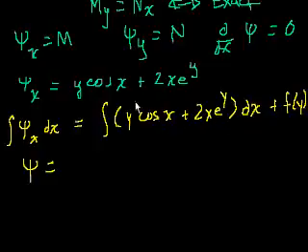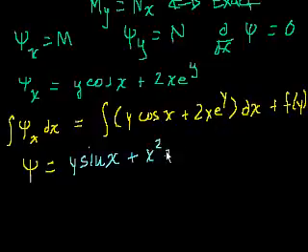I'll do it in blue. So y is just a constant. The antiderivative of y cosine of x is just y sine of x, plus e to the y is constant, so 2x. The antiderivative of 2x with respect to x is x squared, so it's x squared e to the y. And then plus some function of y. And if you want to verify this is true, take the partial of this with respect to x.